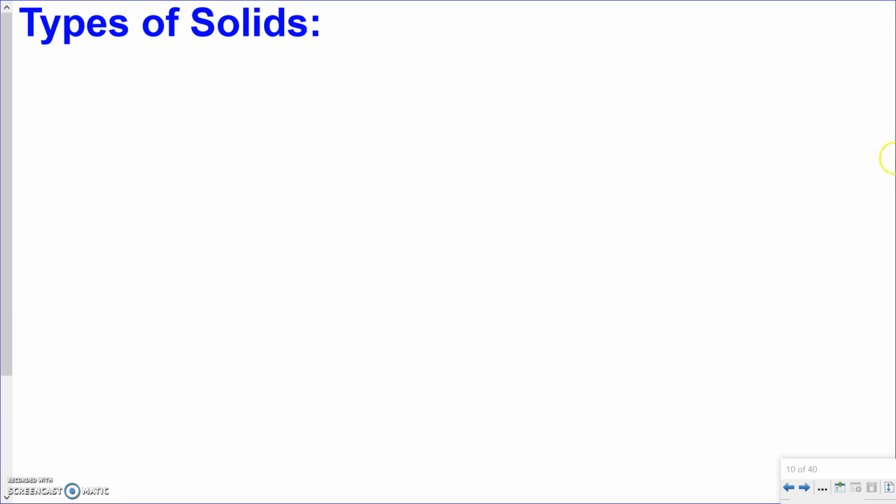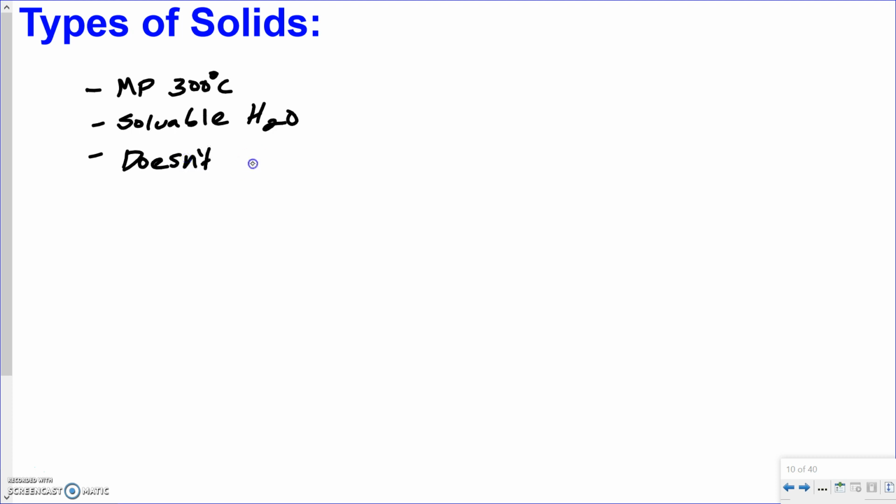So what I need you to be able to do is, let's say I tell you something has a melting point of 300 degrees Celsius. And I tell you it is soluble in water. And I tell you that it does not conduct electricity in any state, whether solid, liquid, dissolved, or anything like that. So let's go through it.